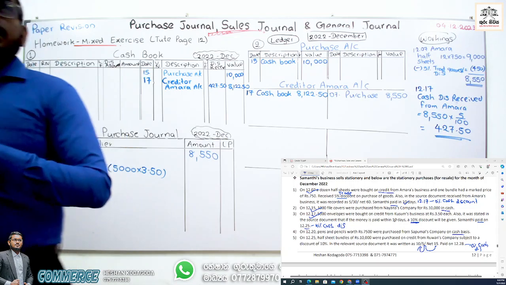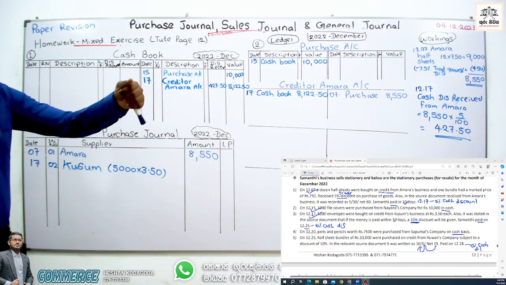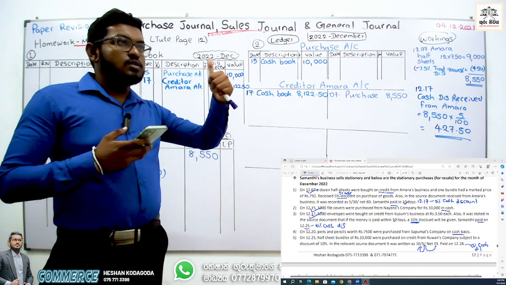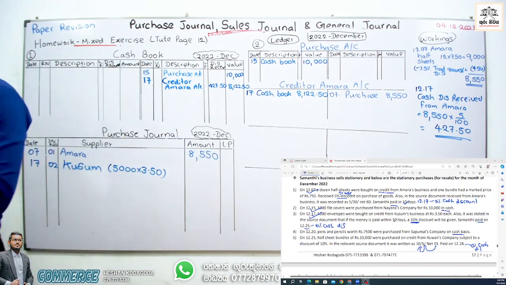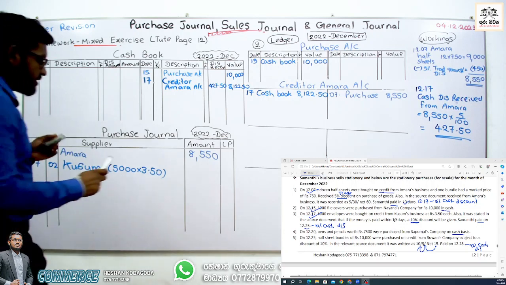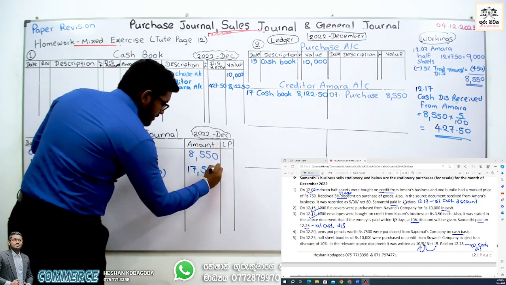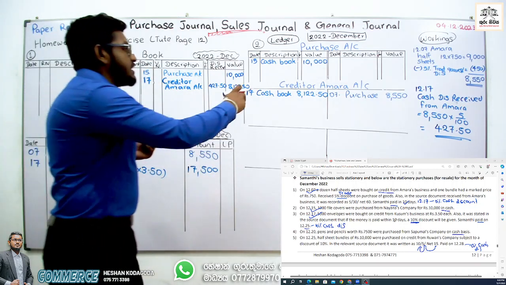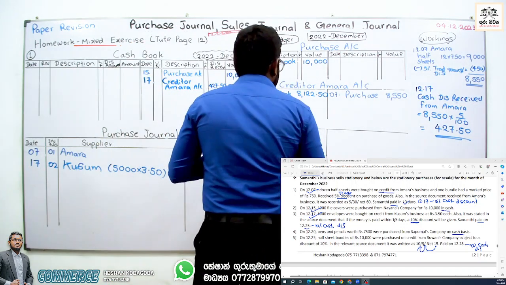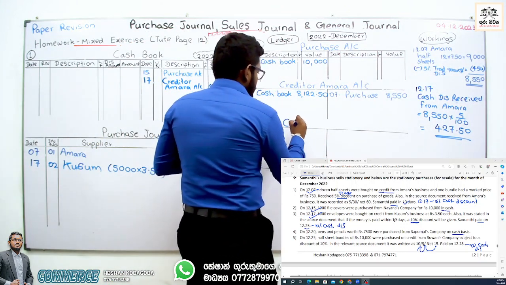Is it clear to you? Right? Okay. So now in here you need to get the total. How much? Can you tell me the total? It's 17,500. You can write 17,500. At the end of the month we debit the purchase account. Till that, creditor Kusum account.